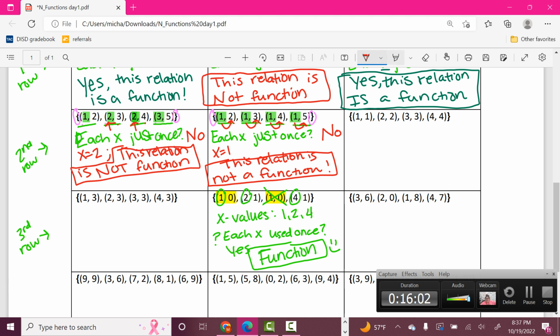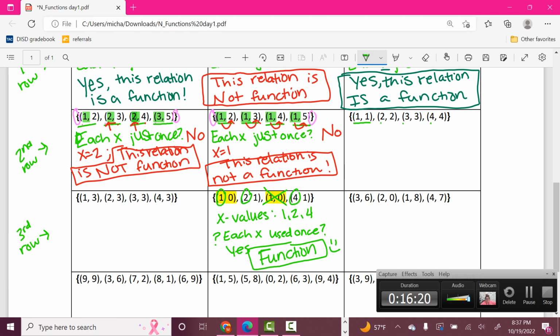Go ahead and pause the video and identify the ordered pairs in this second row, third problem. Identify the ordered pairs. So pause the video and identify the ordered pairs.